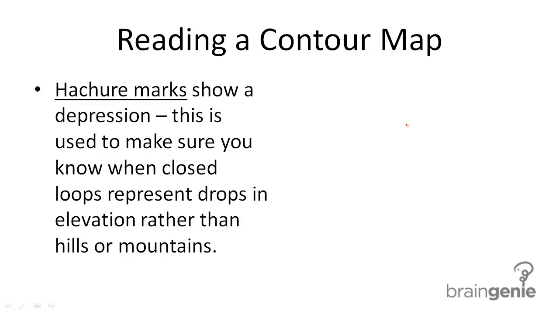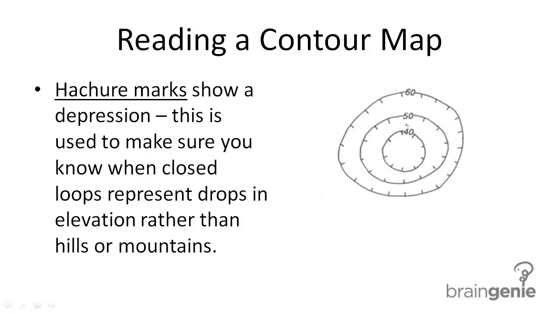Hash marks show a depression. This is used to make sure you know when closed loops represent drops in elevation rather than mountains. So with these little dashes on the lines, or hachure marks, that means that it's actually going to look like that instead of like that.